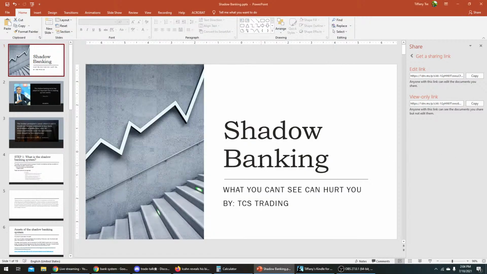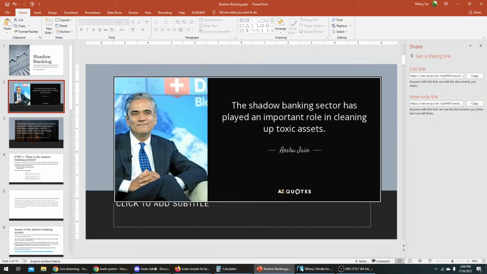So, the shadow banking system. What you can't see can actually hurt you. When we talk about the shadow banking system, we're mostly talking about the unbanked. We're taking one quote from this guy, trying to describe the role a bit, but not fully what it means. We'll go over what it all means later.